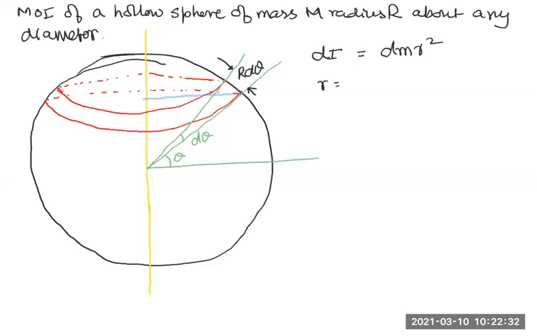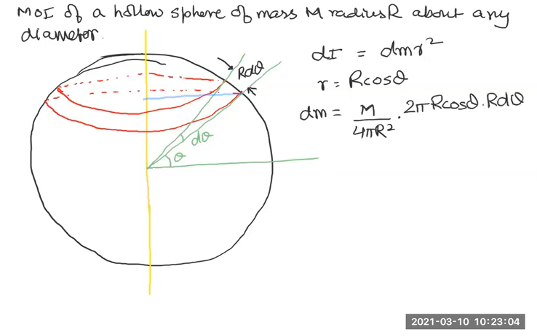R is equal to R cosine theta, right? And dm is equal to mass per unit area multiplied by the area of the ring, which is perimeter into thickness. This is equal to m by 2 to cos theta d.